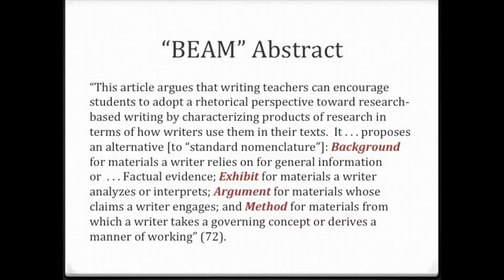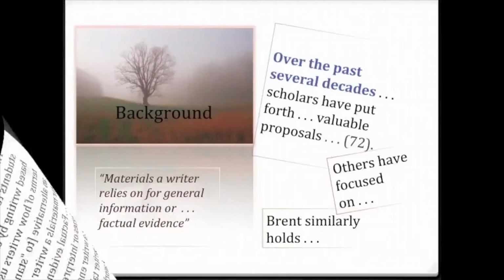He presents to us background for materials that a writer relies on for general information or factual evidence; exhibits, that is, using other sources as exhibits for the materials that a writer might analyze or interpret; argument, for those materials a writer uses in making claims or engaging the topic of conversation; and then finally, method, a use of materials from which the writer takes a governing concept or derives a manner of working. Now I'm going to spend a couple of minutes talking very briefly and giving you some examples of each of these. I'll turn first to background.